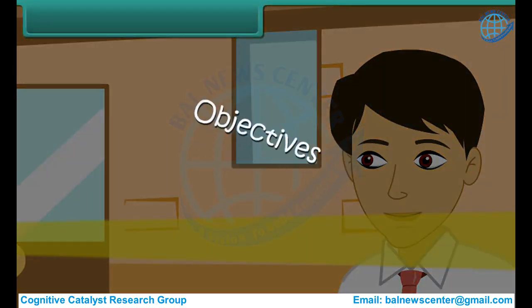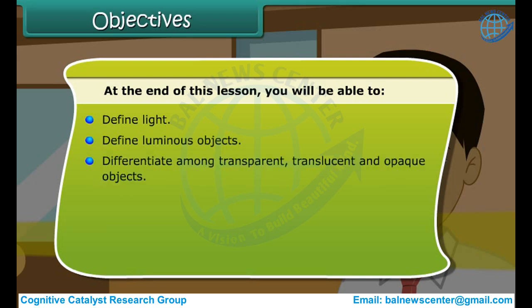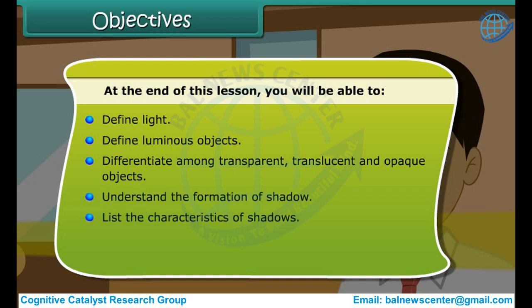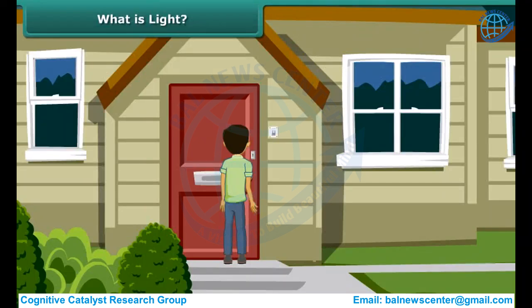Objectives. At the end of this lesson, you'll be able to define light, define luminous objects, differentiate among transparent, translucent, and opaque objects, understand the formation of shadow, list the characteristics of shadows, understand the working of a pinhole camera, define reflection of light.